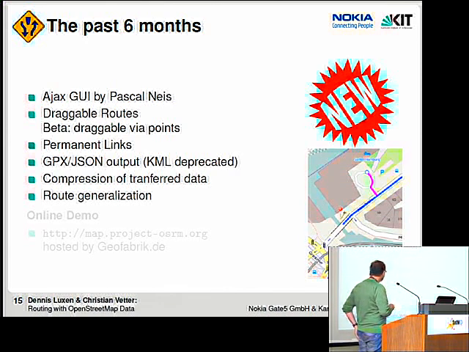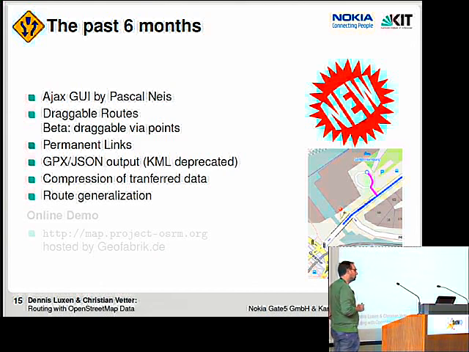If we look into the past 6 months, we will see a lot more features. We had an Ajax GUI that was contributed by a fellow developer. We had draggable routes, which means we were able to drag the start and end of routes in real time over the network, and not only the local network, but the internet. I'm going to show in a minute that we also have draggable via points in real time.